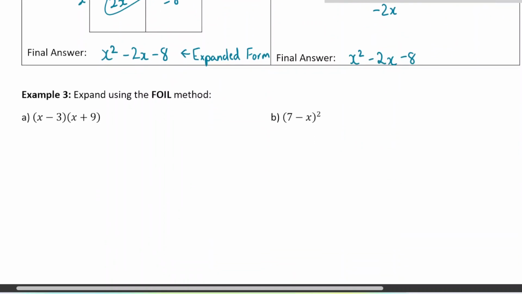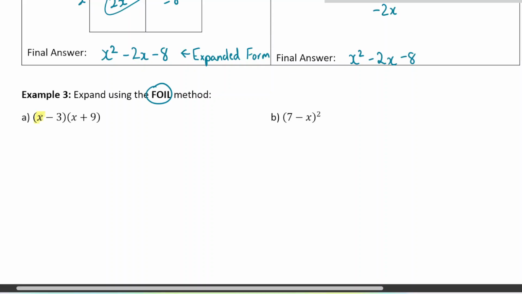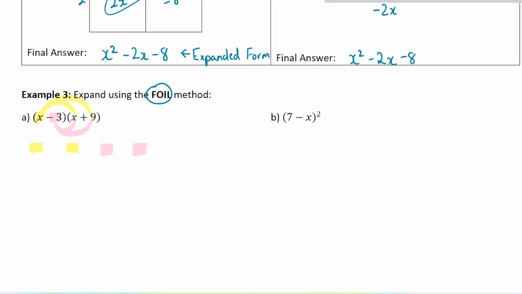Okay, so here it says expand using the FOIL method. So again, I'm going to show with my colors, and feel free to have your own colors if you have a highlighter or whatever, and use them to draw these little arches. So x gets multiplied with x and with positive 9 to get 2 results. And then the negative 3 multiplies with the x and then positive 9 to give 2 results. So let's do it.